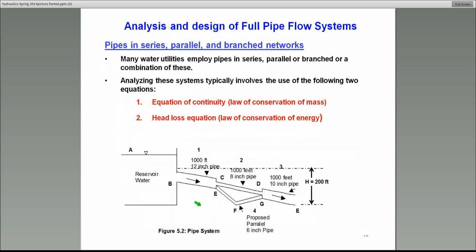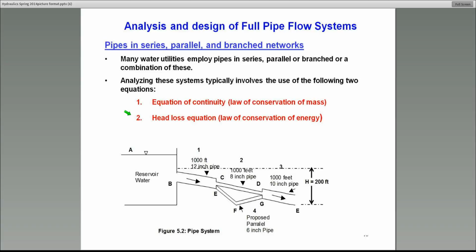For example, we can end up with pipes in series, in parallel, and branch systems. I'll review only 3 of them here. The loop systems you can review on your own. It's in the appendix. I think we'll talk about these because these are typical simple problems that you might see in the morning exam. Here, for example, I have the equation of continuity, and I'm going to show you how to use the head loss equation, the law of conservation of energy. Most of the problems involve the use of these 2 equations.